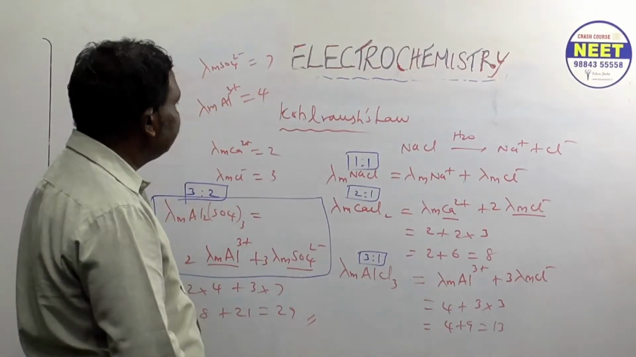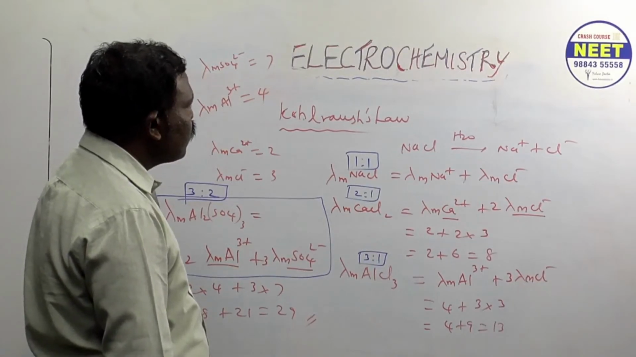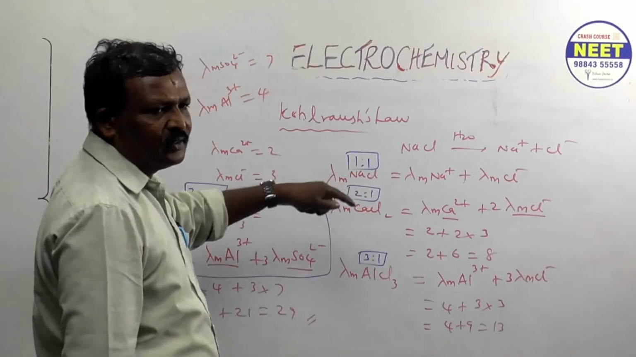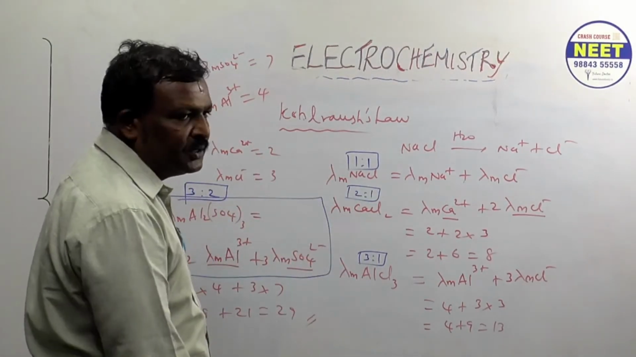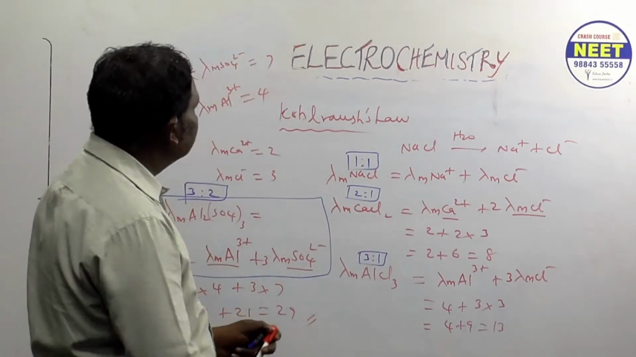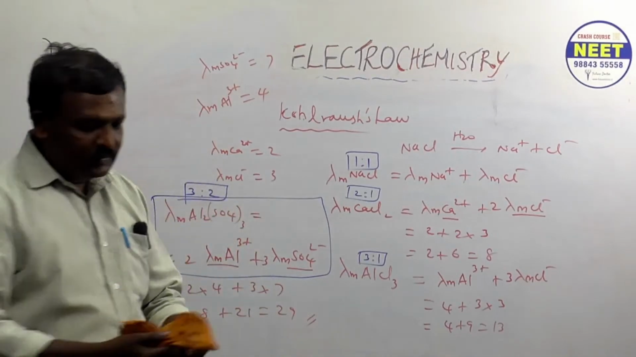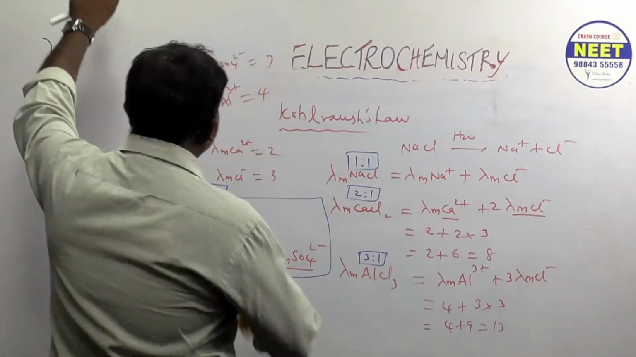Write fast. These are all strong electrolytes. So when you put in water, everyone splits into ions. Complete dissociation takes place. That's why it's called a strong electrolyte. Okay. Next. Right.